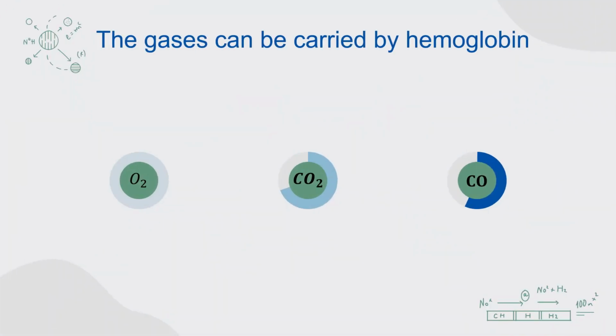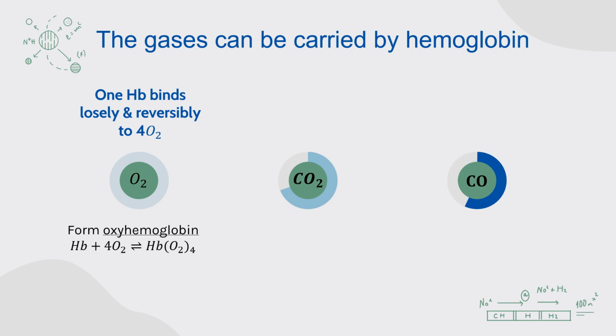Now we move on to the gases that can be carried by hemoglobin. First one is oxygen gas. One hemoglobin will bind loosely and reversibly to 4 O2. It will bind at the ferrous ion of hemoglobin and form oxyhemoglobin, as we can see in the equation given.